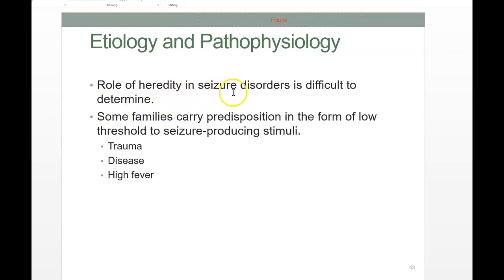The role of heredity in seizure disorders is difficult to determine. However, some families carry a predisposition in the form of a low threshold to seizure-producing stimuli. Trauma, disease, and high fever are seizure-producing stimuli, and some of us may have a higher threshold than others, and we see that this is familial. So if someone has a high fever and has febrile seizures, someone else in the family probably in the past has had the same type of thing.